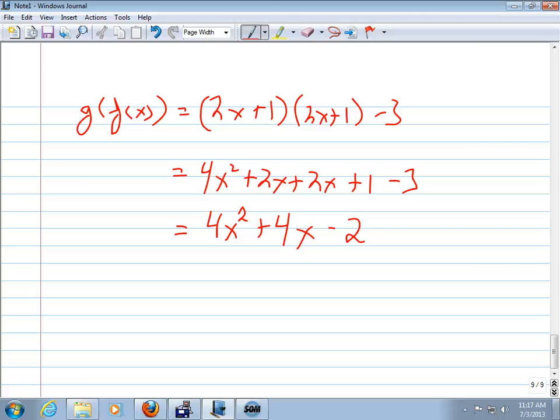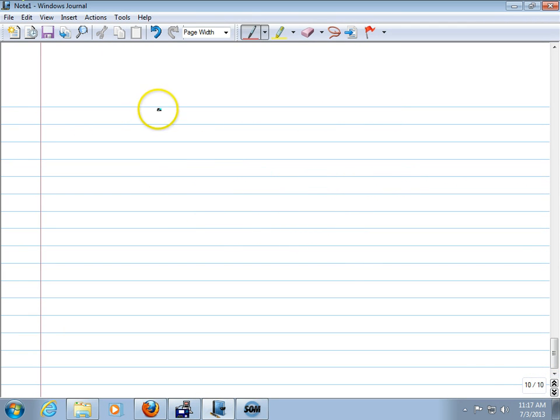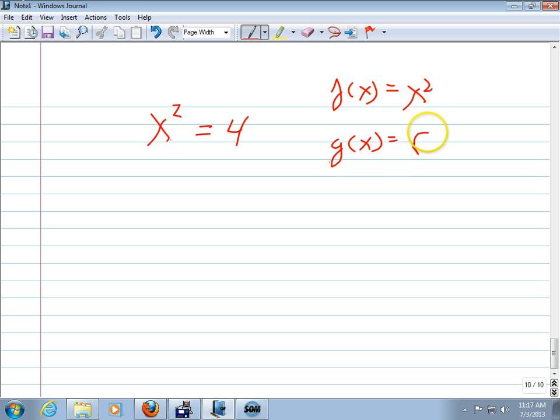Now, we use inverse functions a lot in algebra to solve equations, right? Let's say I asked you to solve this equation. x squared equals 4. How to get x? Square root. Why? Because if f of x is x squared and g of x is rad x, what's f of g of x?